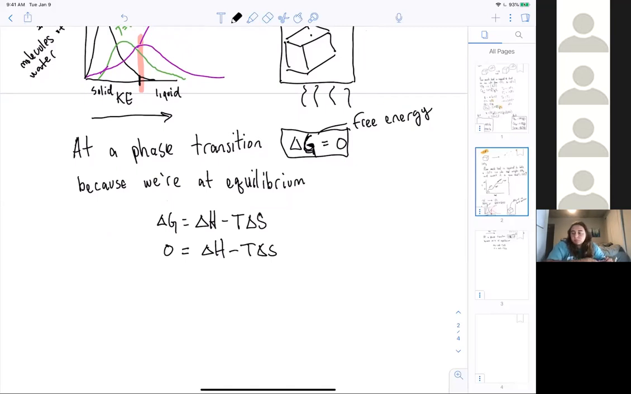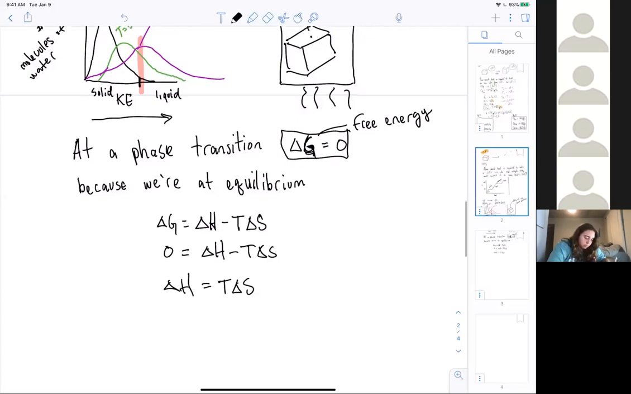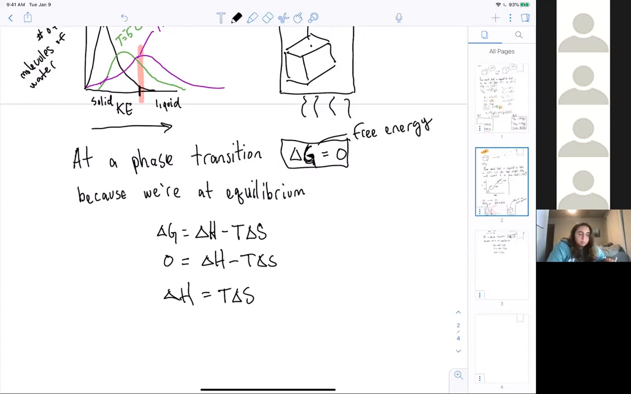But yeah, so if it's 0, what that tells us explicitly is that delta H is equal to T delta S. And so what's happening at the phase transition is that all of the delta H, which is the heat that we're adding to the system, goes directly into the entropy of the system. The temperature is constant, so we're not really worried about that. It's basically just saying that delta H essentially is being immediately used for entropy.